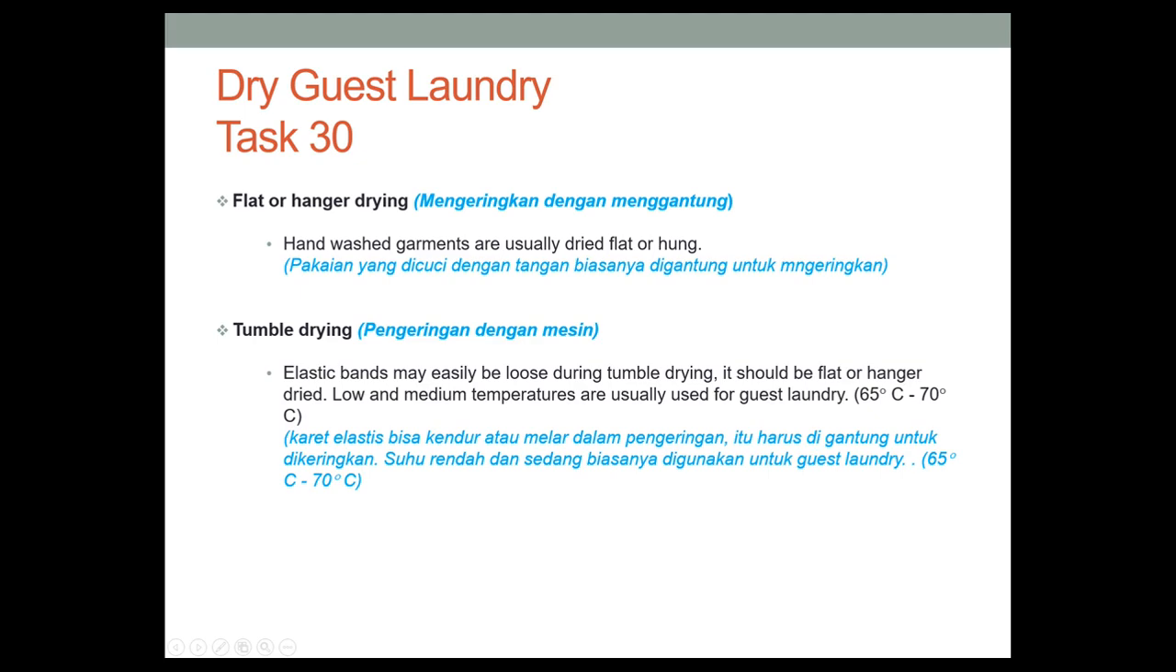Tumble drying. Elastic bands may easily be loose during tumble drying. It should be flat or hanger dried. Low and medium temperatures are usually used for guest laundry. 65 degrees Celsius, 70 degrees Celsius.